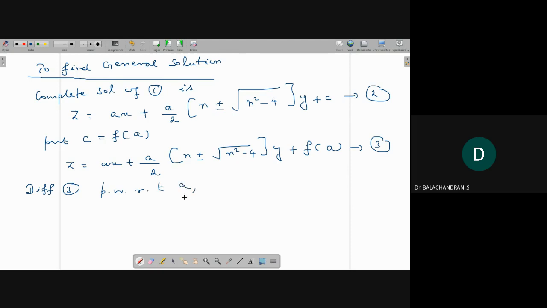So we get 0 equal to x plus 1 by 2 into n plus or minus root of n square minus 4 into y plus f dash of A. Okay, so we call this equation number 4.